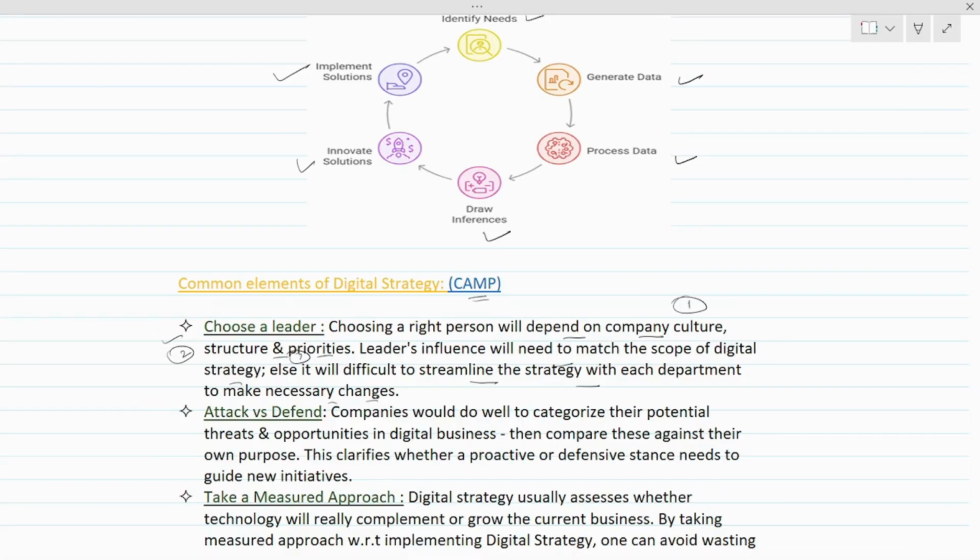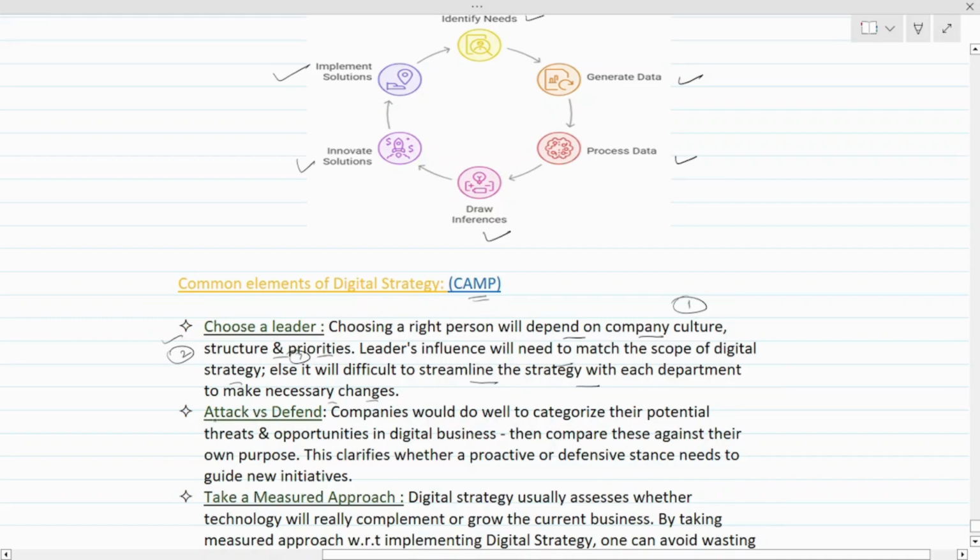So you have to make sure that you choose a leader. You have to choose the right person, and that will depend on the company's culture, structure and priorities. Now the leader's influence will match the scope of digital strategy, else it will be very difficult to streamline the strategy with each department to make necessary changes, right?